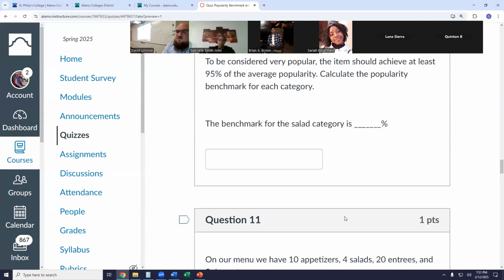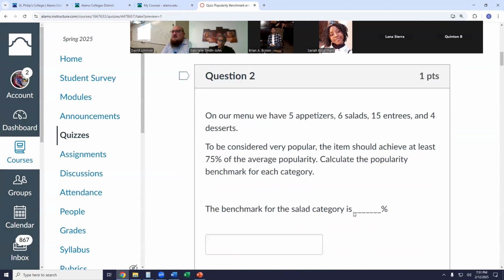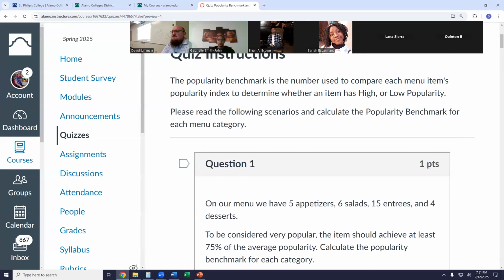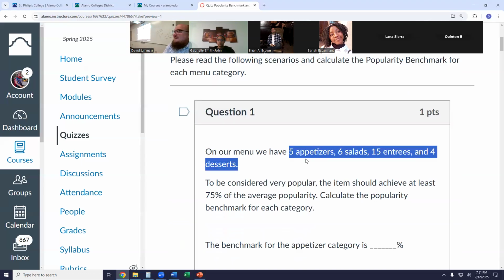Let's go up to question number 1. Question number 1, 2, 3, and 4 are grouped into groups of 4. So 1 through 4, 5 through 8, 9 through 12. Okay? Basically, we have 4 different categories. We have the appetizers, the salads, the entrees, and the desserts. Okay? Follow me so far?